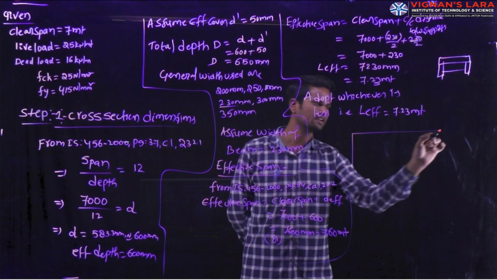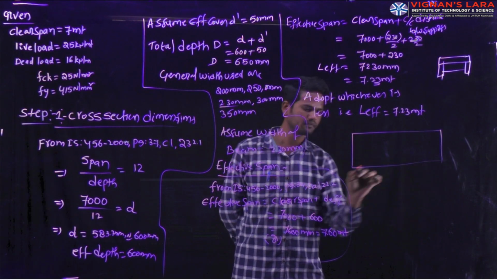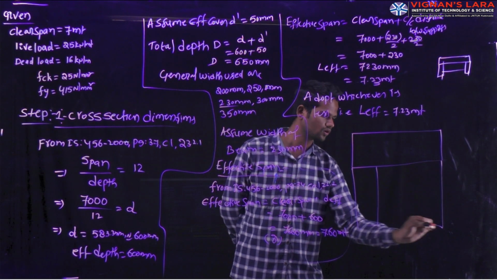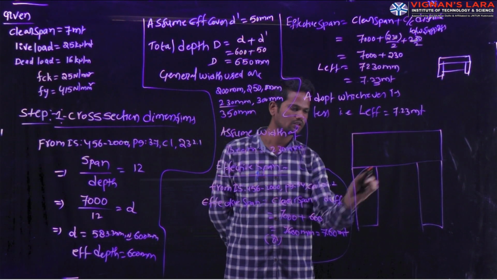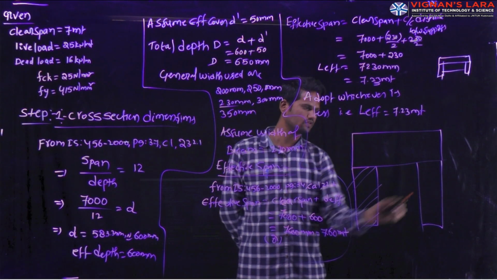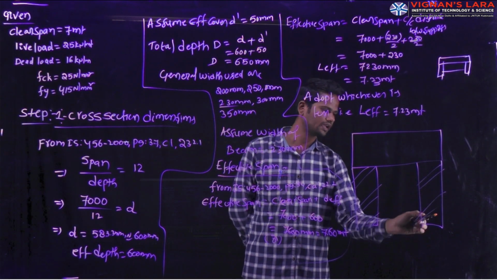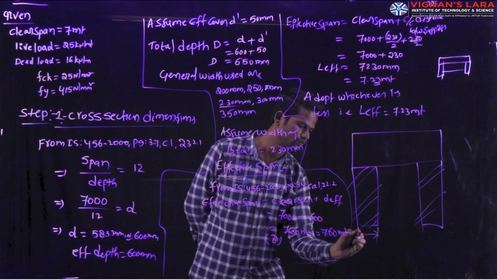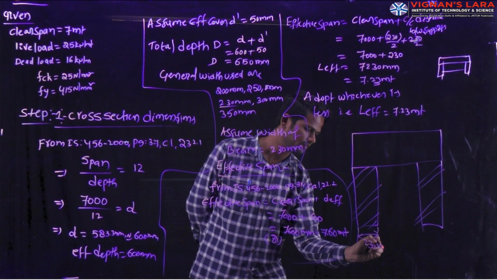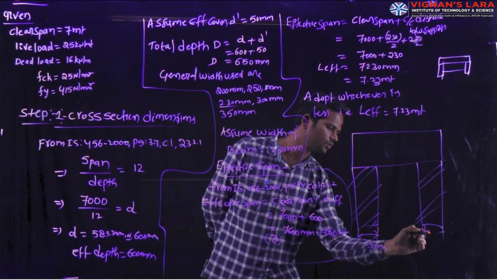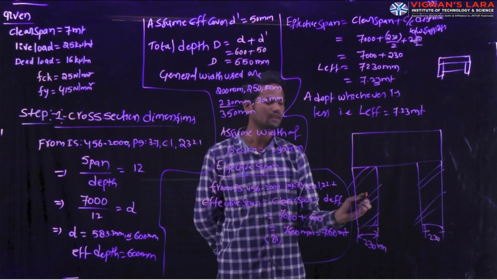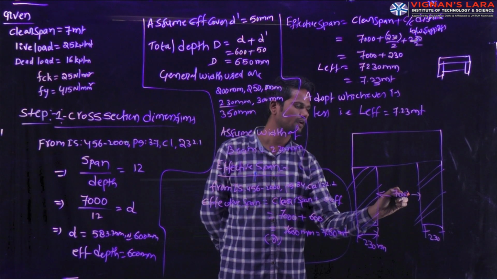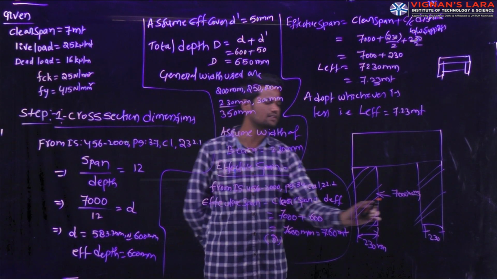Suppose you consider this is your beam, and here we are providing the support, and here also we are providing the support. The width of the support as well as the width of the beam we are taking as 230 mm. This is the distance between two supports, 230 mm, and this distance between the supports is also 230 mm. The clear span is mentioned in the problem as 7000 mm, or 7 meters. This is the clear span.